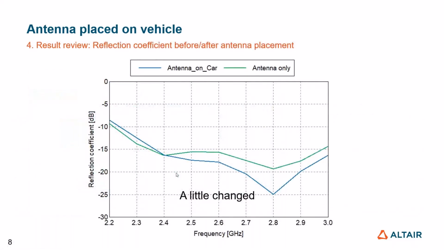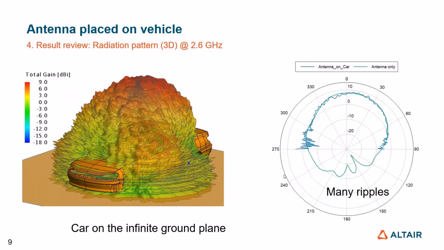And then you can also check the reflection coefficient variation before and after antenna placement. The green one is before the antenna placement. The blue one is after the antenna placement. You can only see some small change in this reflection coefficient. You can also compare the radiation pattern, the far field pattern, before the antenna is placed and after the antenna is placed at 2.6 gigahertz here. After placing the antenna, you can observe many ripples in the far field pattern due to the car model.